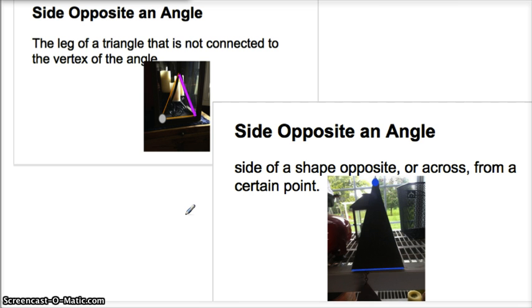And this was the whole point of animating or annotating the slide. So if this is the vertex here, opposite is directly across. It's the one that's not making up that corner. Another student put that it's the side of a shape opposite or across from a certain point. So the vertex is highlighted in blue and the opposite side is highlighted in blue as well.